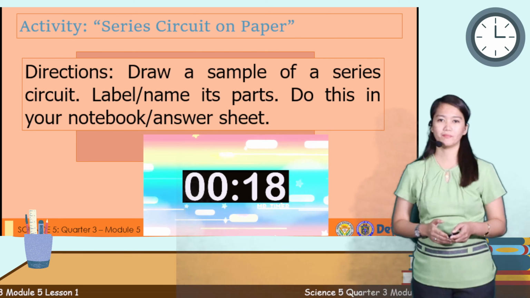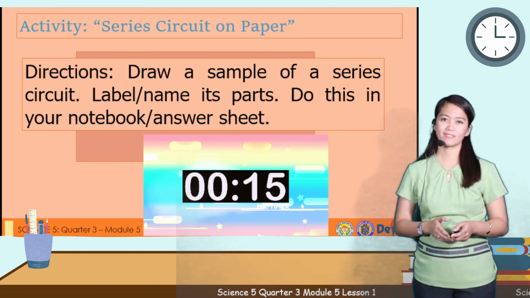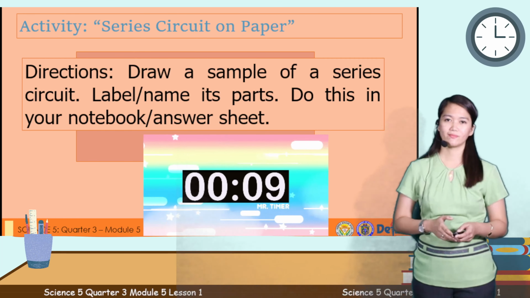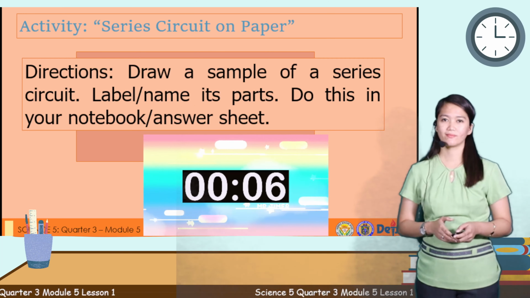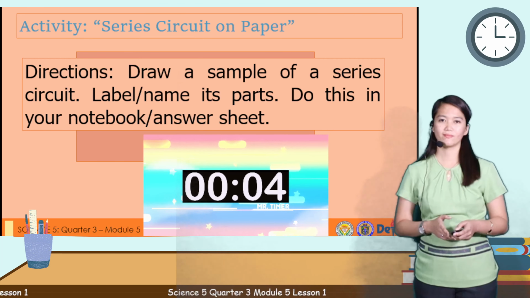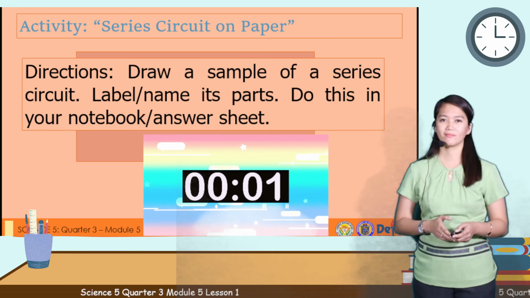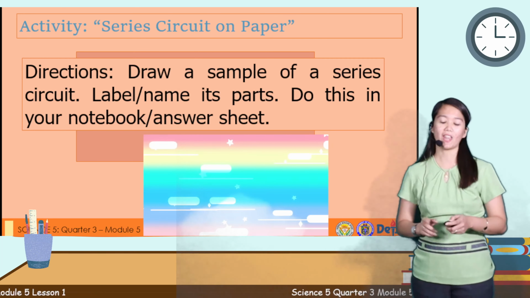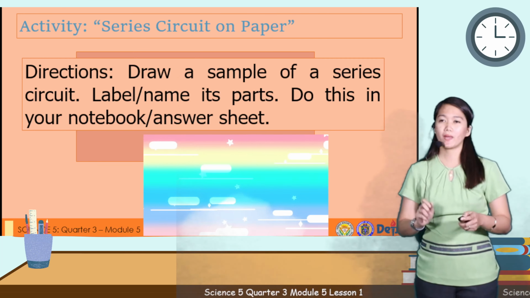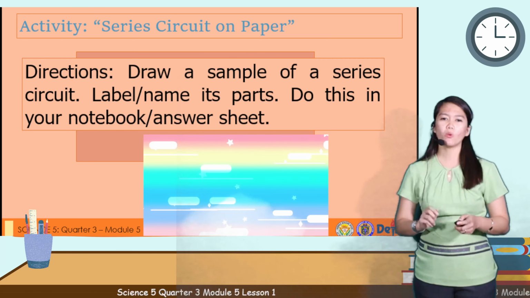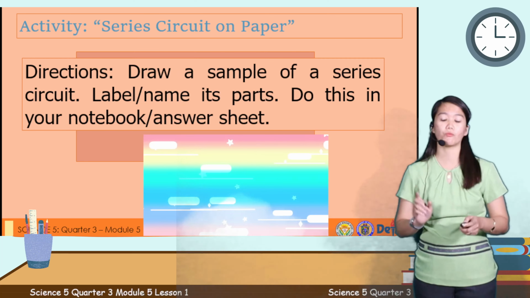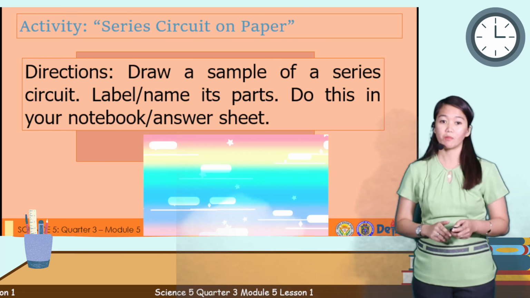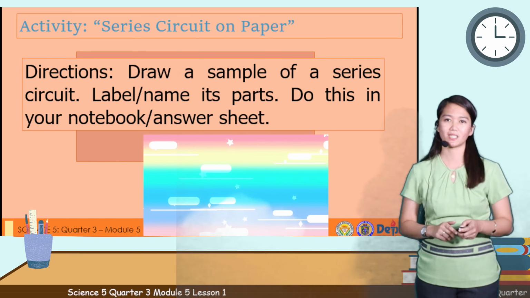Seconds more. Okay, thank you, learners. Your time is up. Now, always remember to be obedient and responsible. Knowing the rules of handling electricity is very important. You must follow rules to avoid misconduct and be responsible at all times.